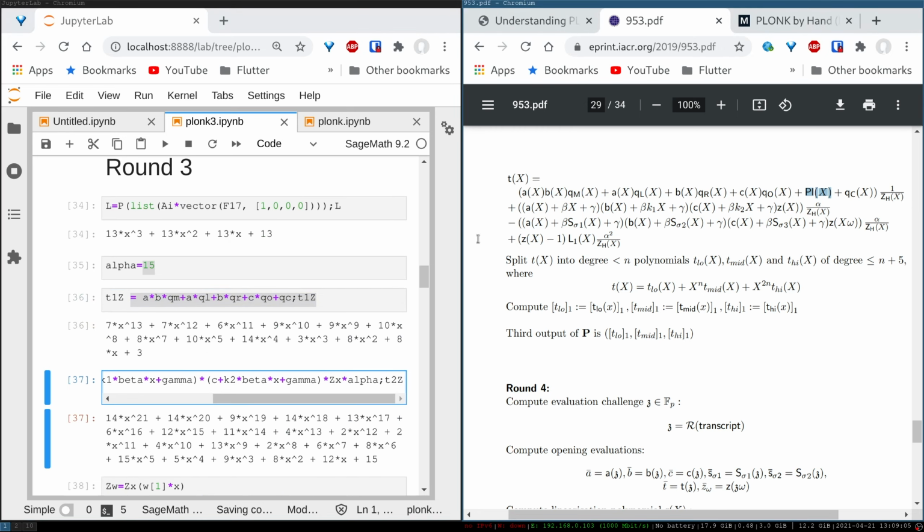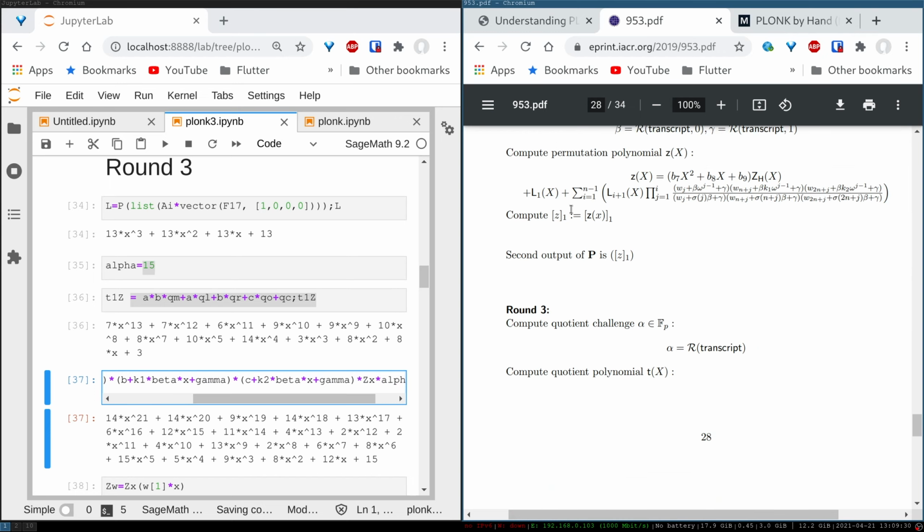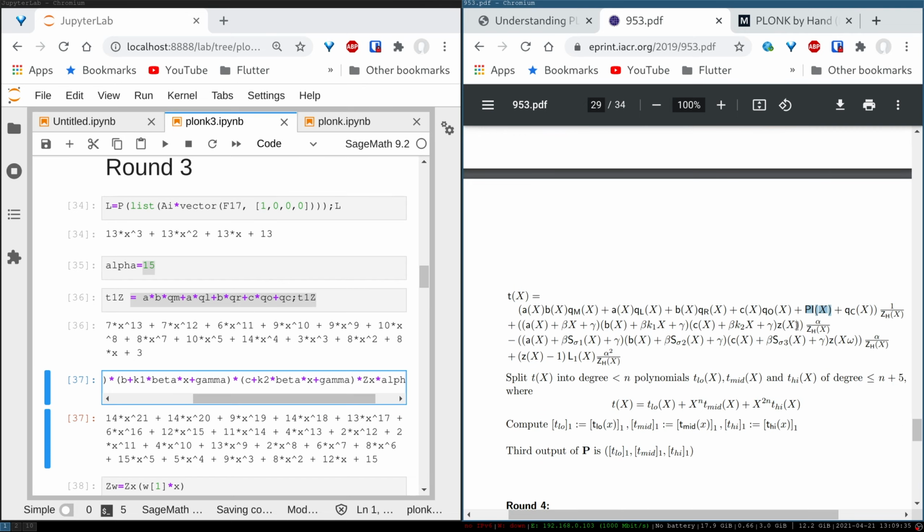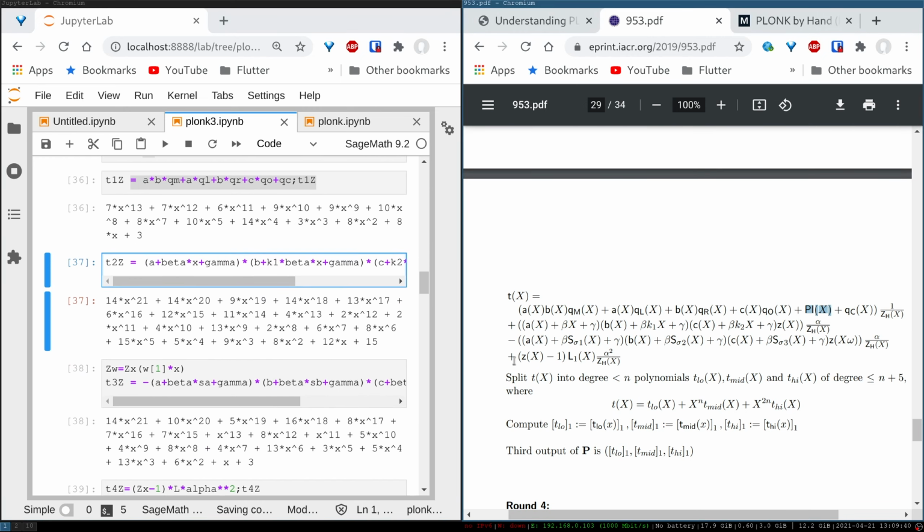So that's the first term. Second term is this one here. A plus beta X plus gamma times B times K1, obviously beta is reverse, beta K1 X plus gamma plus C plus K2 beta X plus gamma multiplied by ZX, the polynomial we have found earlier, right, this guy here. And that's it. That's the, times alpha. And that's our second term. The third term, this term and this term are summed together, will cancel out quite a lot.